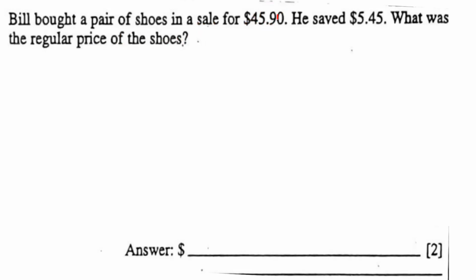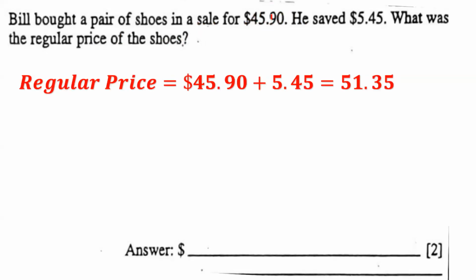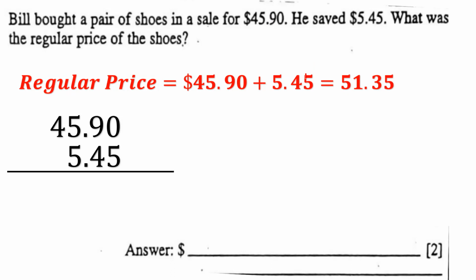And so that means that we have to add $45.90 to $5.45 to get the regular price. And so let's add. Notice that we have $45.90 and we have $5.45, and we must add them.